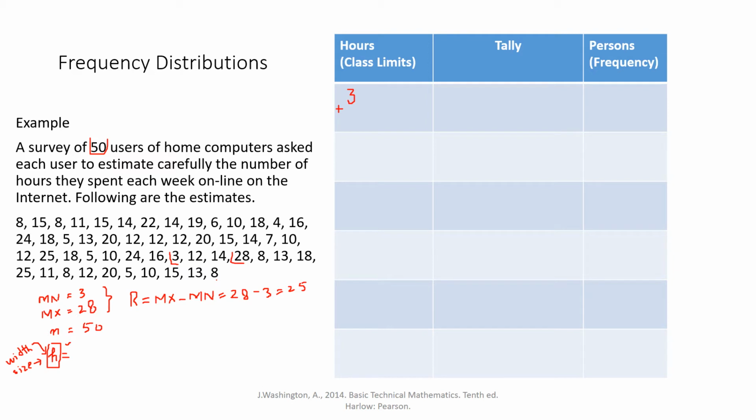How to calculate h? The calculation of h is r, meaning range, divided by the square root of the number of values. So r is 25 divided by the square root of 50, and this gives the answer 3.5355. So I write 4 approximately.